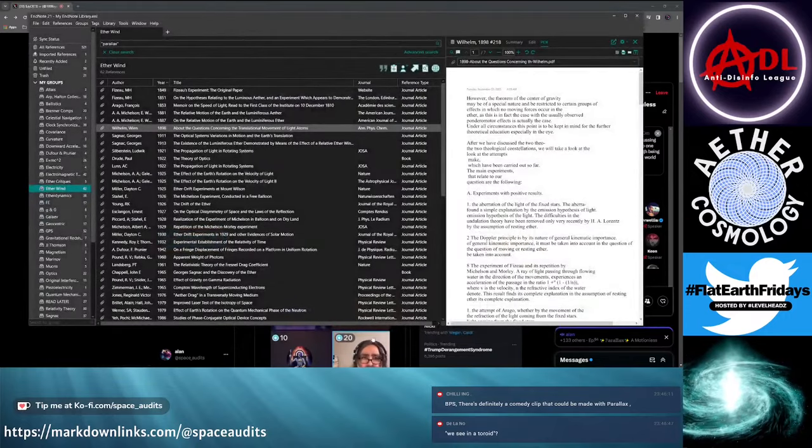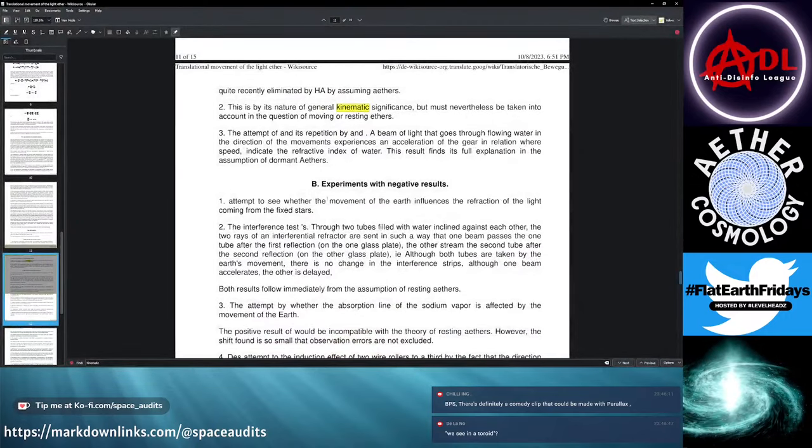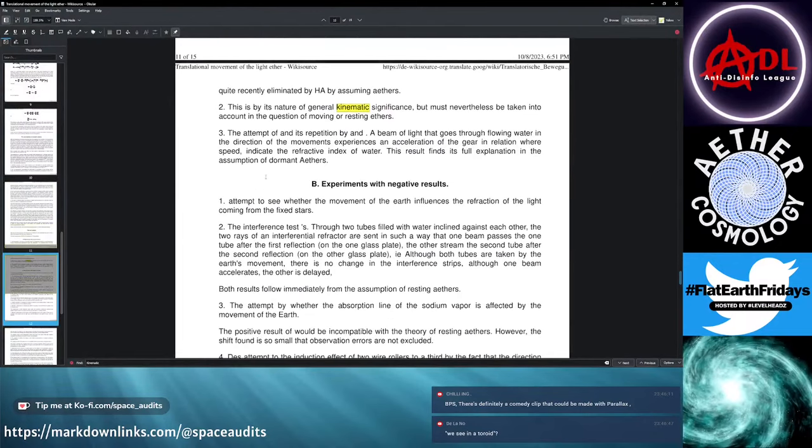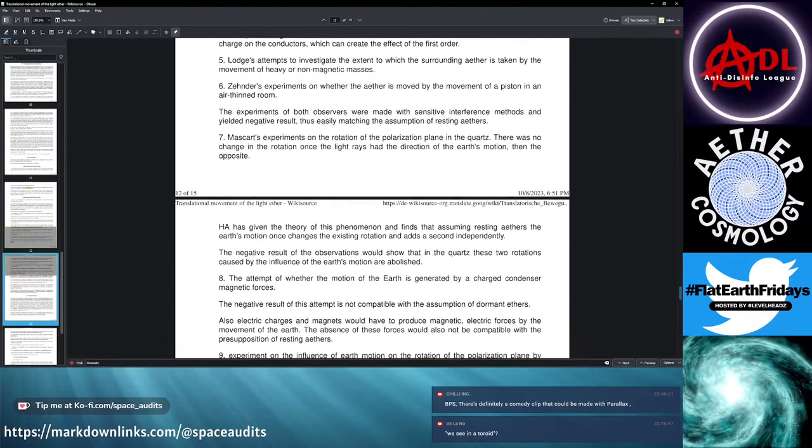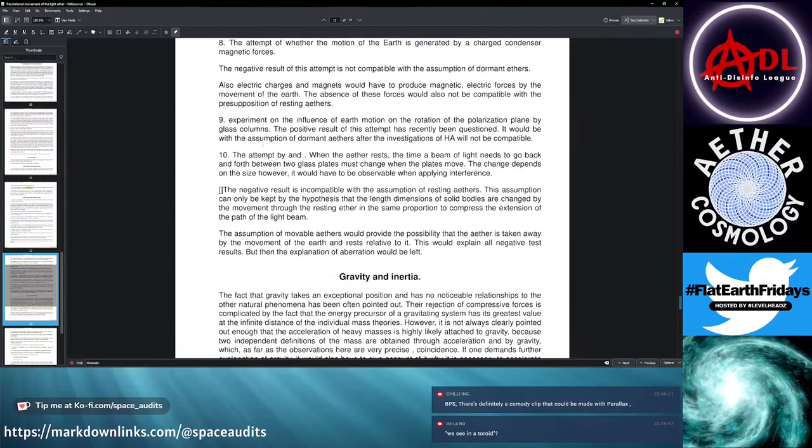And then to follow up on that paper, by the way, that was the one proof that he listed, that kinematic measurement. And then he goes through experiments. What's this? Experiments with a negative result. Oh, no. Michelson-Morley, Airy's failure, a bunch of other ones, Arago, you know.